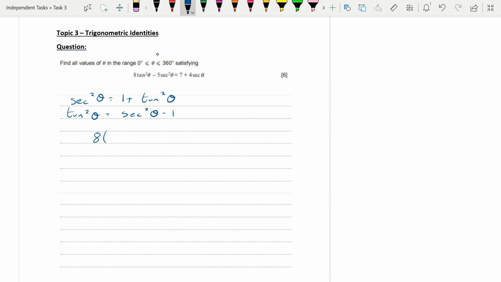So I've got 8 of that. So 8 sec squared minus 5 sec squared is 7 plus 4 sec theta. Okay, now it's the usual things. We're going to expand, make a quadratic and solve it. So let me expand this single bracket first.